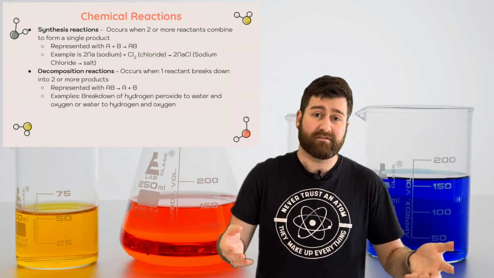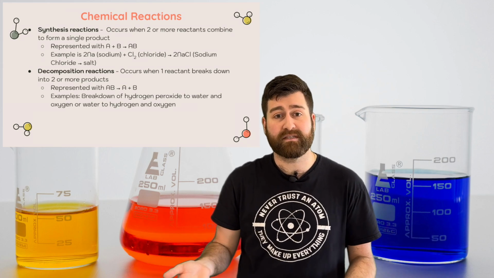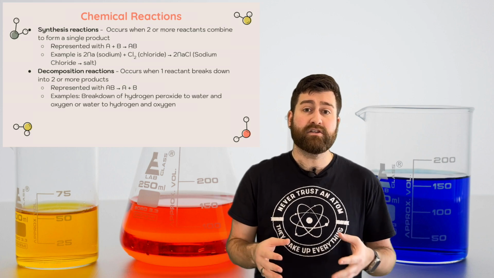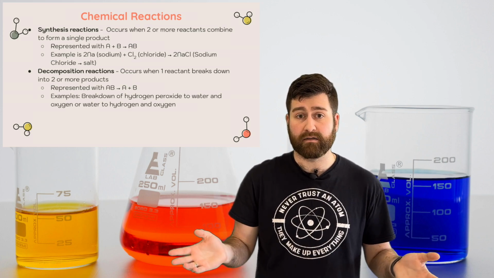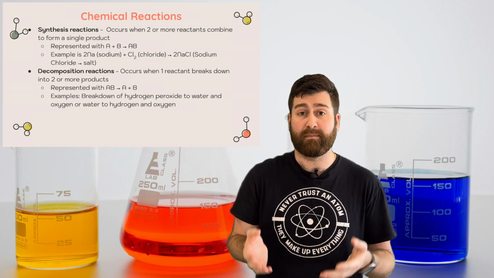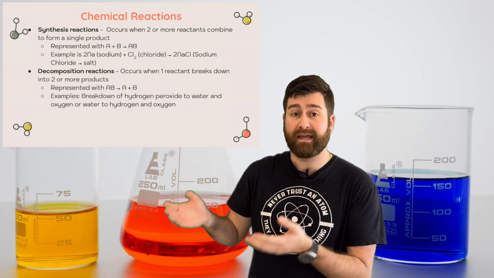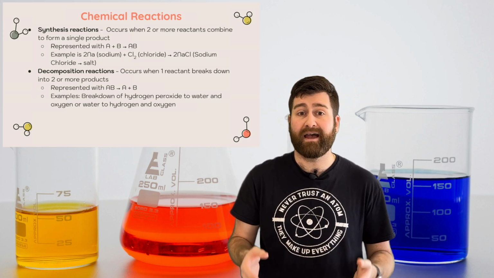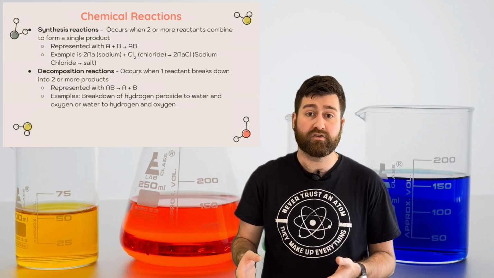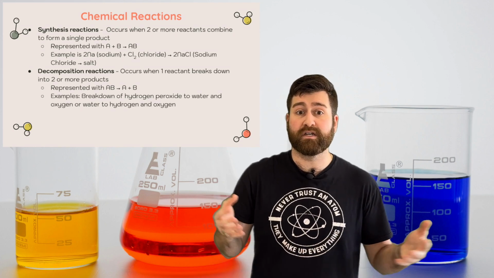But that's synthesis reactions. Next, let's look at decomposition reactions. These occur when one reactant breaks down into two or more products. And this is represented with capital A, capital B going to capital A plus capital B. Examples of this include the breakdown of hydrogen peroxide to water and oxygen, or water to hydrogen and oxygen.